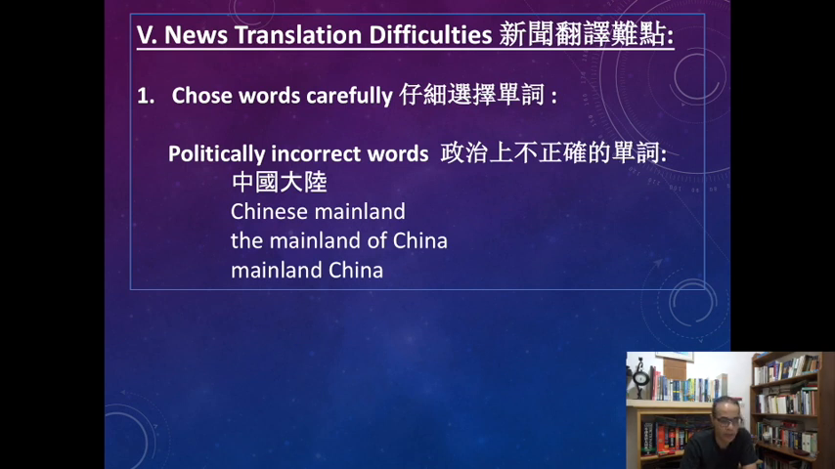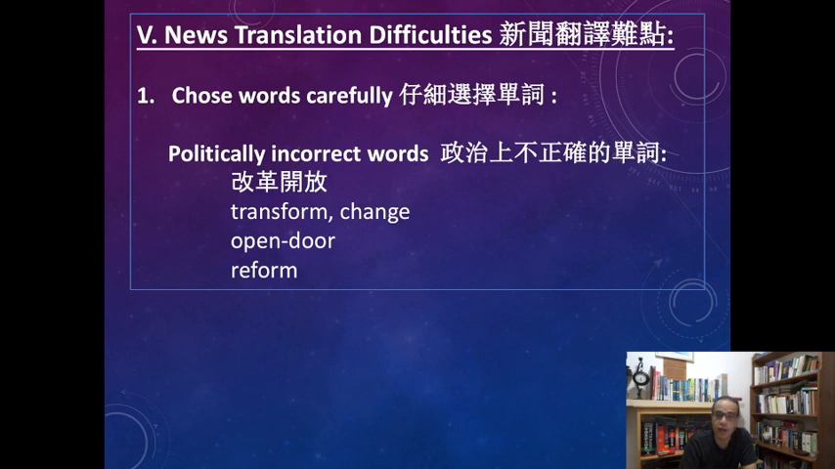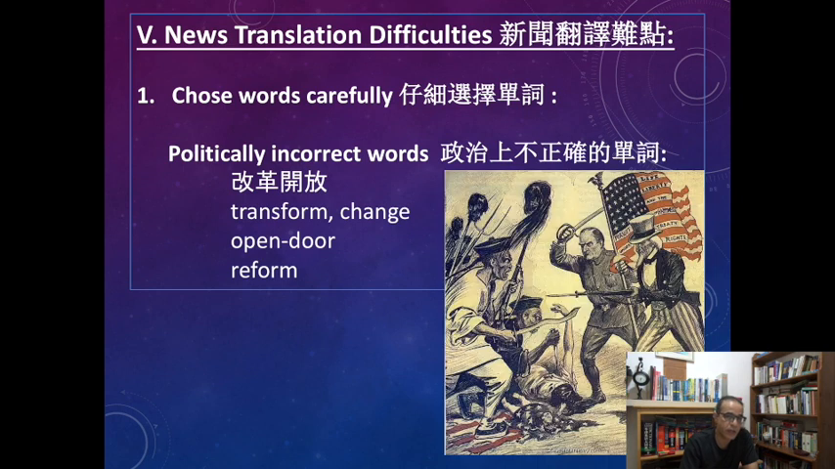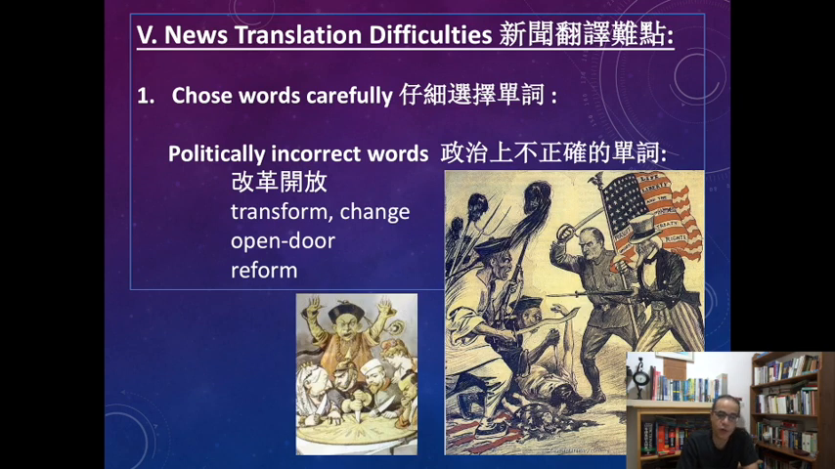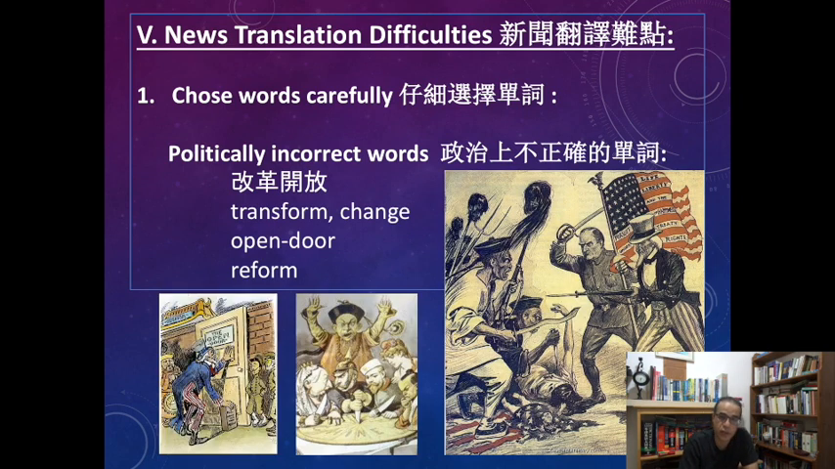For example, another one, 改革开放. 改革开放, at the beginning it was translated as transform or change. Then after that it was translated as open door. Nowadays it's translated as reform. But with open door, always try to avoid this sensitivity, because open door may remind Chinese people of the open door policy imposed on China in the late 19th century by the West.